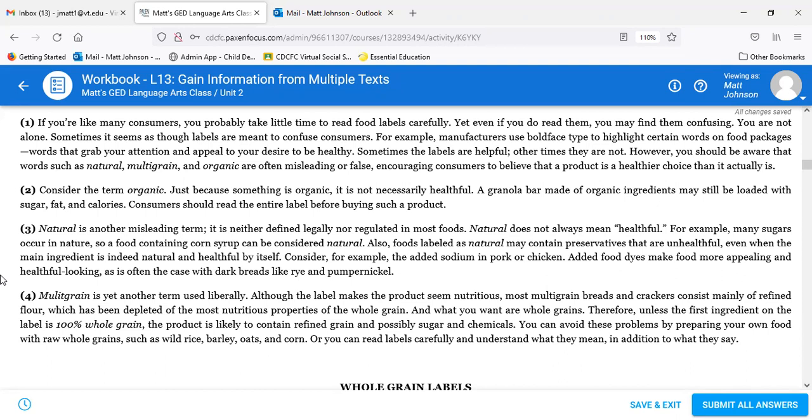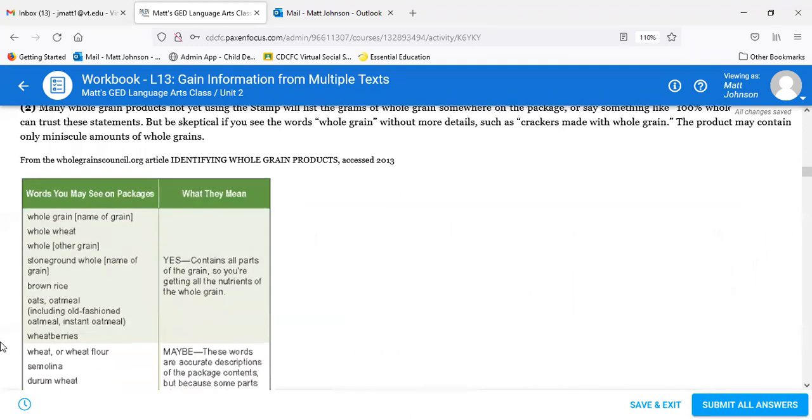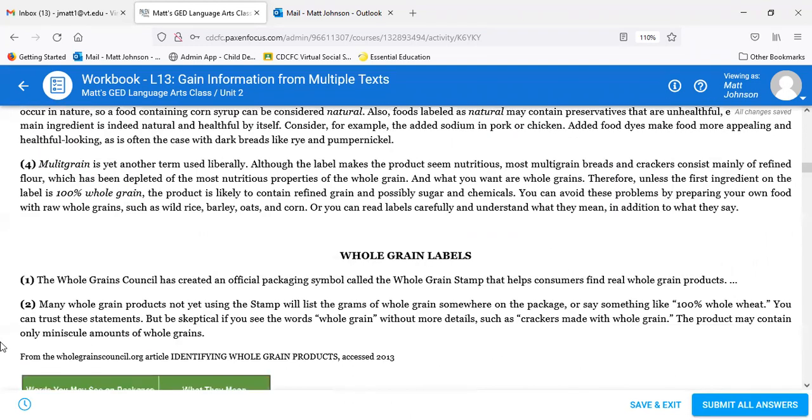You can avoid these problems by preparing your own food with raw whole grains, such as wild rice, barley, oats, and corn. Or you can read labels carefully and understand what they mean, in addition to what they say. All right. And so our second one here, looking at whole grain labels. So now we have more of a list style. Well, no, I think it is just expository again.